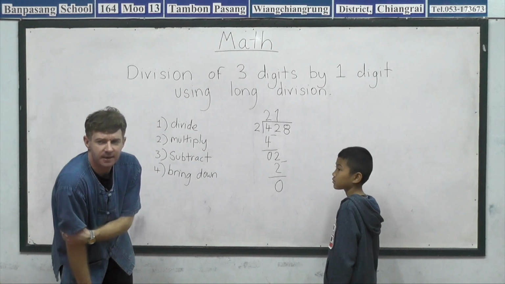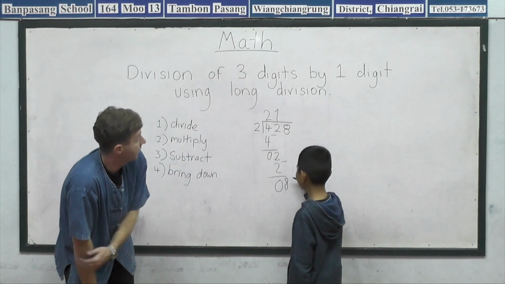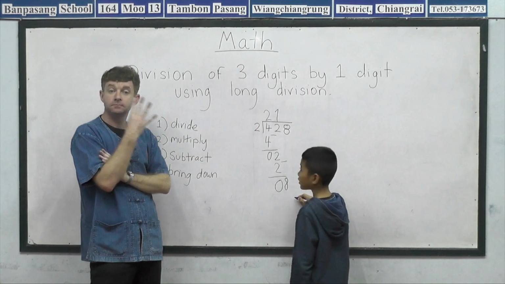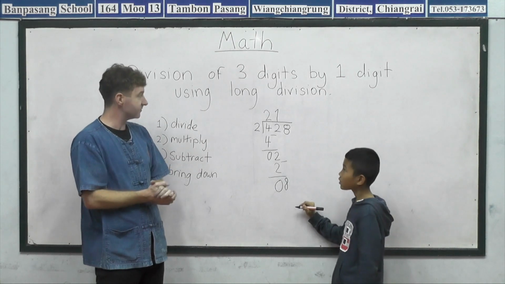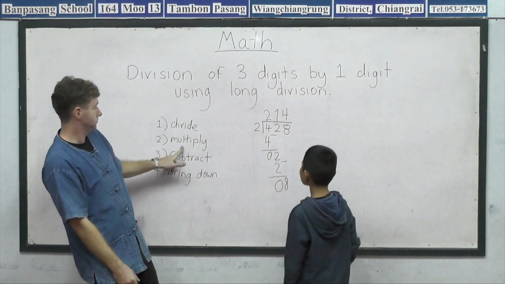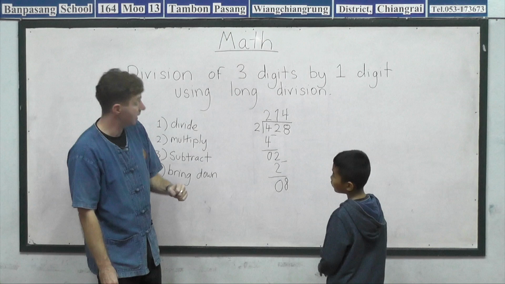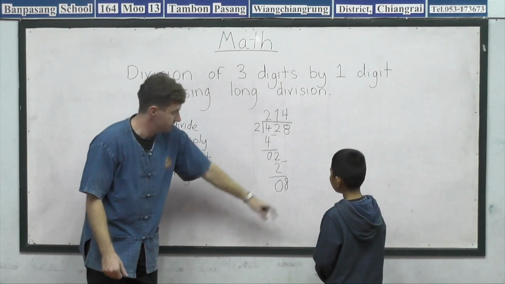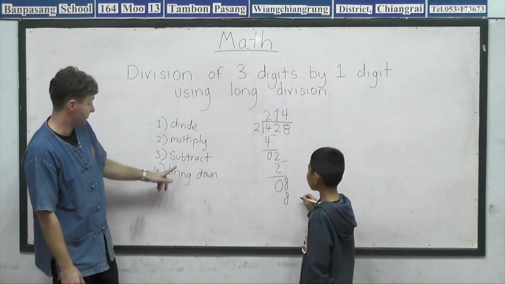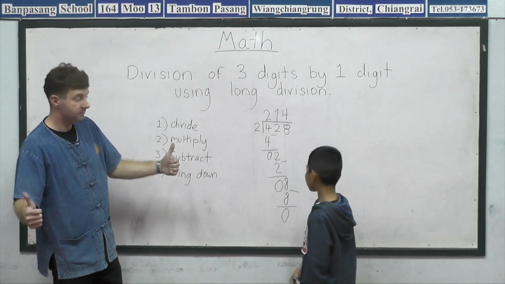What number do we bring down? 8. We take the 8 and we bring it down. And then again, 8 divided by 2 equals 4. Excellent. So we can write 4 on top. Then, multiply. 2 times 4 equals 8. That can go here. Perfect. And then, subtract. 8 minus 8 equals 0.